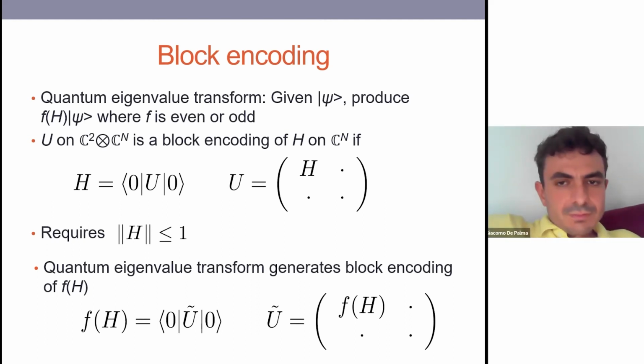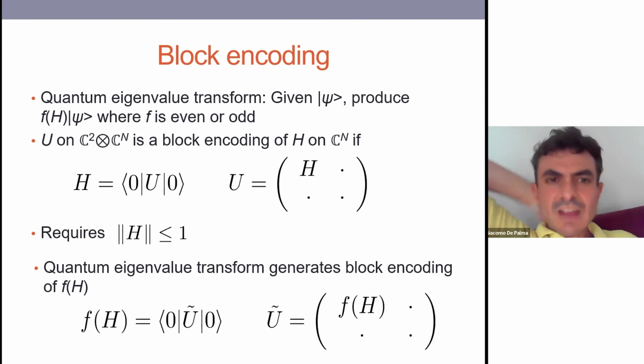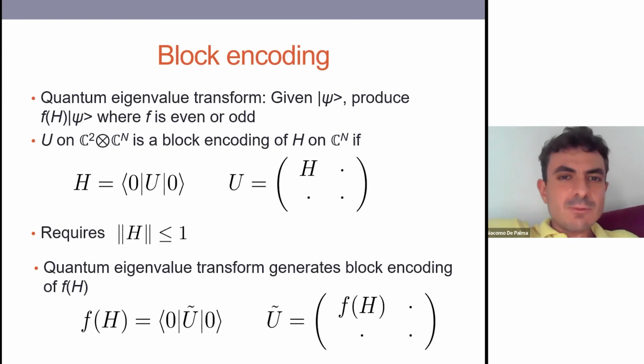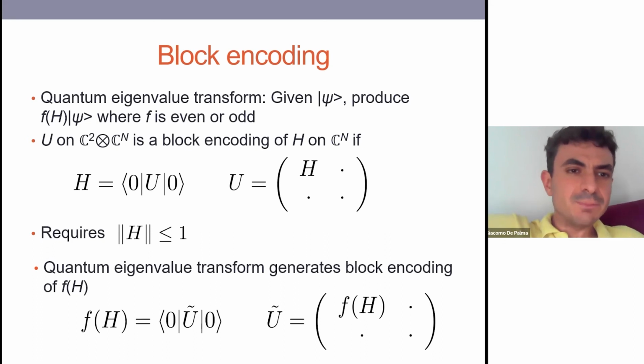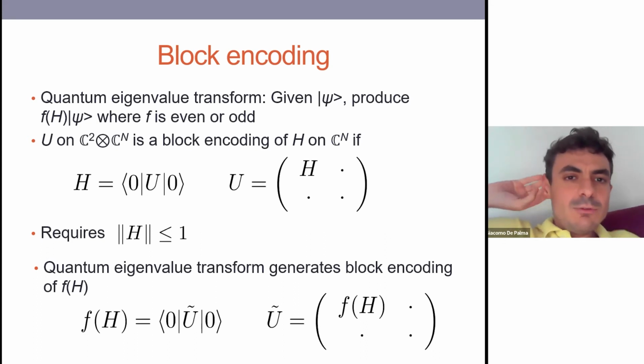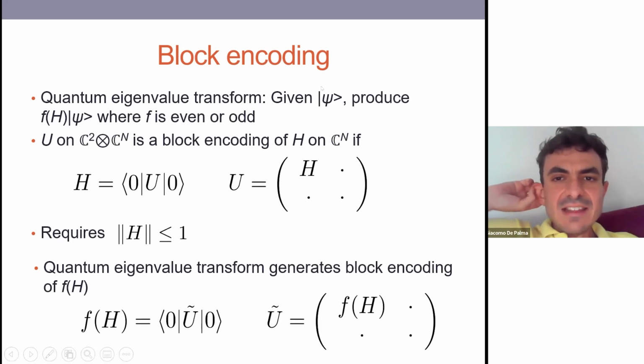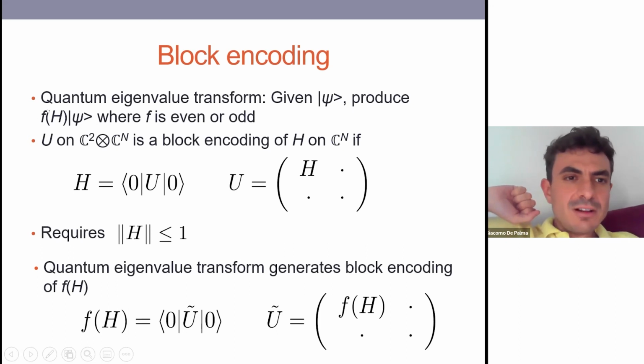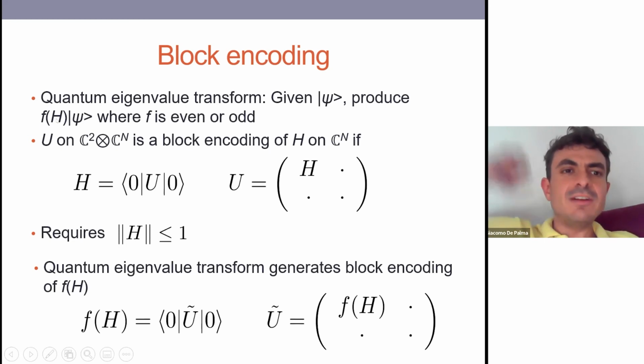Okay. Actually, I will present the quantum eigenvalue transform, which is a simplified version of the quantum singular value transform, but all the key ideas are still there, and also several of the applications of the quantum singular value transform can be made with the quantum eigenvalue transform. So what is the goal of the quantum eigenvalue transform? Given a state psi, we want to produce a state proportional to f of h psi, where f is an even or odd function and h is some Hamiltonian.